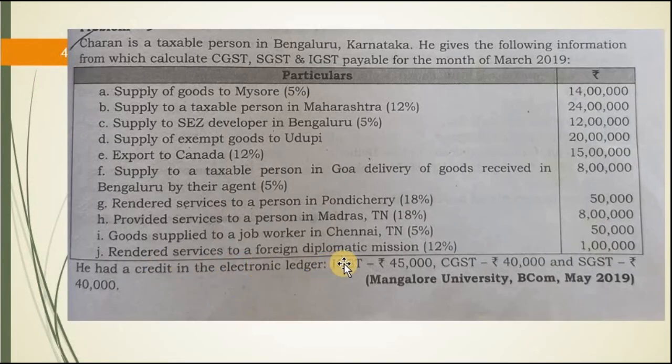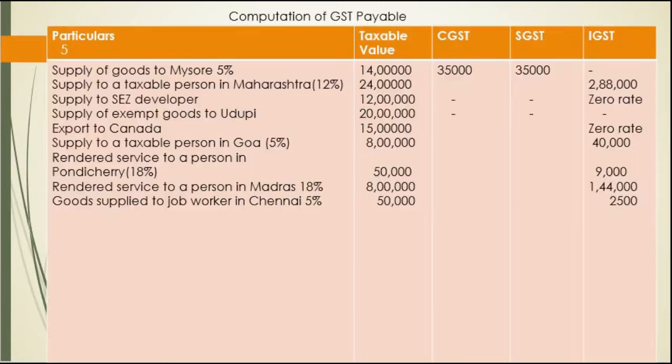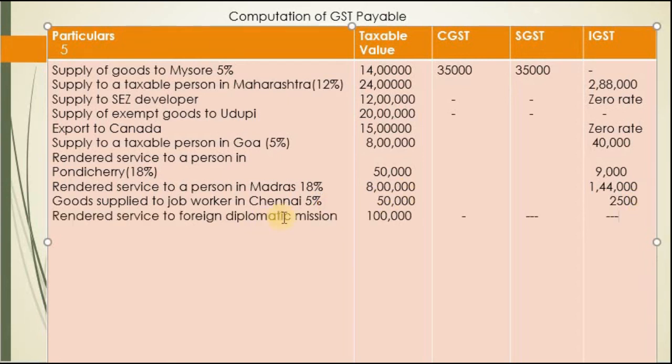Rendered services to a foreign diplomatic mission, 1 lakh. So we have already studied this. If anyone renders service to a foreign diplomatic mission, then it is exempt from tax. But still, let us write. So rendered service to a foreign diplomatic mission, it is not taxable. So we have completed all the transactions. Now let's calculate the gross GST payable.